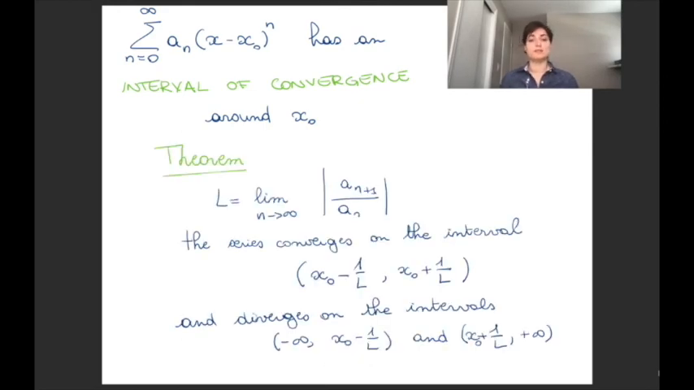And there is a theorem that states that we can bound this interval of convergence. If you compute the limit of the ratio between two consecutive coefficients, and you succeed, if the limit is equal to L, then the series converges on the interval x_0 minus 1 over L to x_0 plus 1 over L, and diverges on the external intervals. Notice that we don't know information about x_0 plus or minus 1 over L. That has to be done on a case-by-case basis.